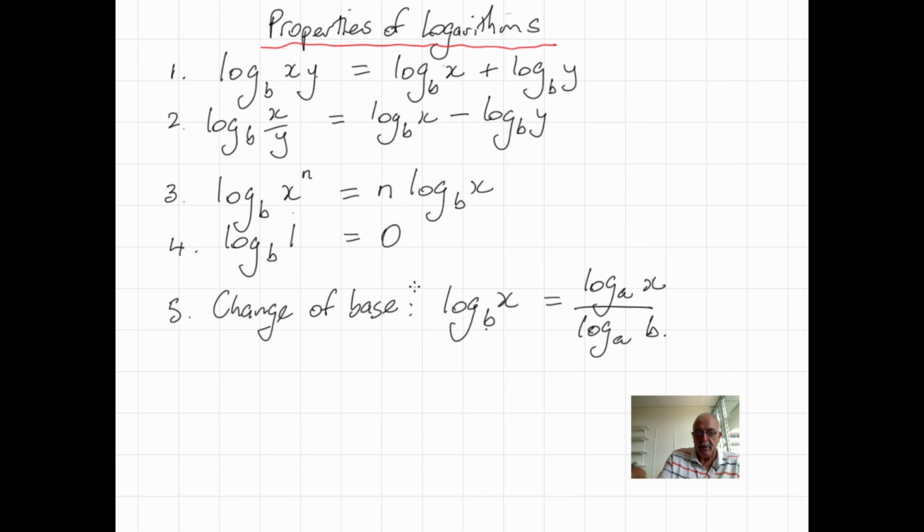And it's just one of our properties here. So we've got addition, subtraction. When you've got the number raised to a power, the number can come out the front. The log to base b of the number 1, so the log of 1 is 0, and we've got the change of base there. So we'll come back and do a few examples of those in the next one.